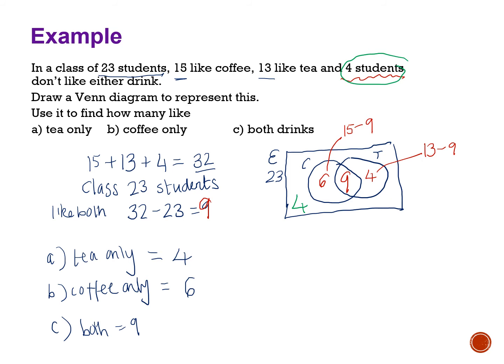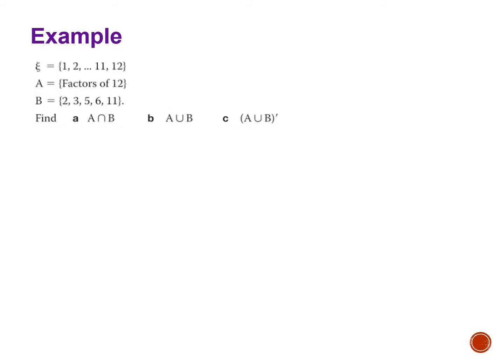Okay, so if you didn't quite understand that, you can always replay the video, but do make sure you've got that written down as a good worked example for your notes. Hopefully you've understood what we've done here. We've added up the ones that they've mentioned. We've noticed that there were too many. They totaled 32. So that tells us that we've counted 9 of them twice. So those 9 must go in my intersection. Okay, right, let's look at a second example.